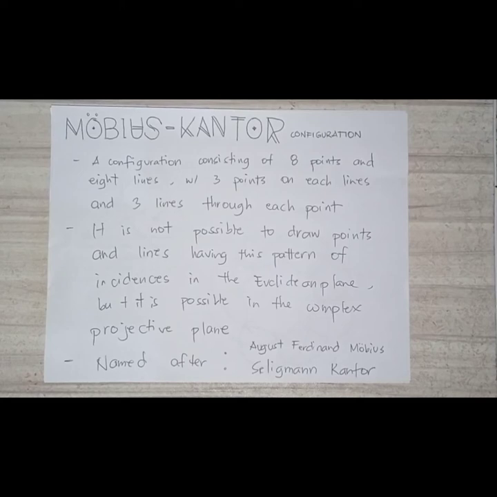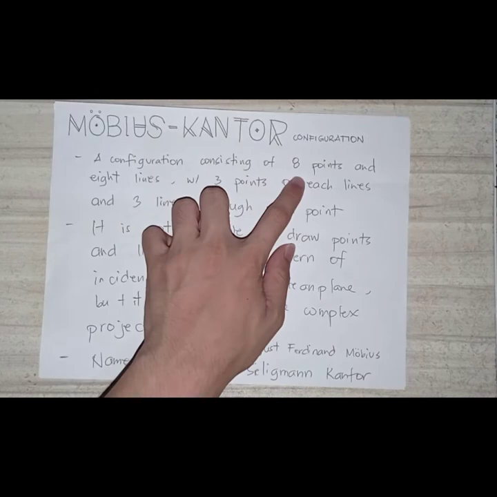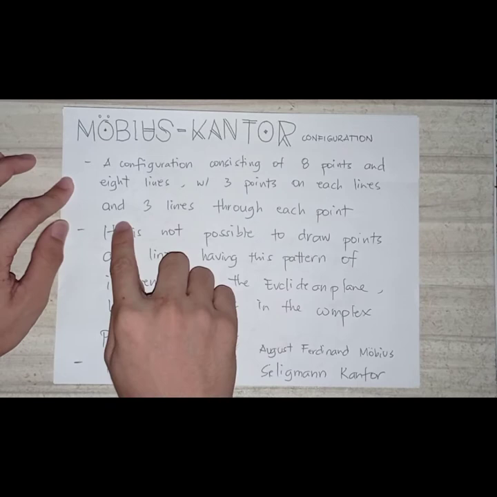In this video, we are going to talk about the Möbius-Kantor configuration. The Möbius-Kantor configuration is a configuration consisting of 8 points and 8 lines with 3 points on each line and 3 lines through each point.